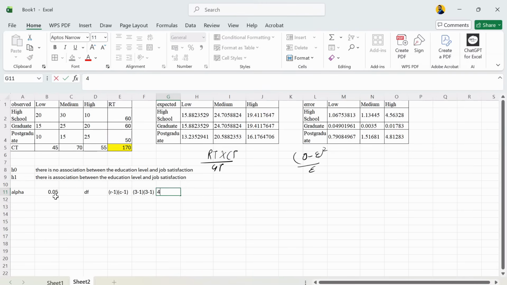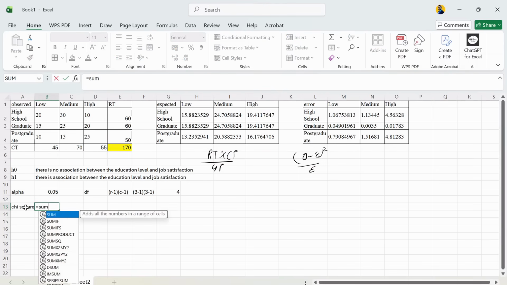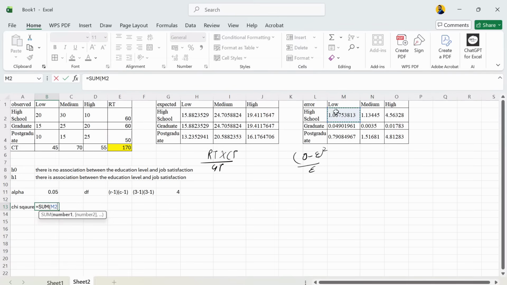Now we have plotted the information. Let's move to chi-square. We will write down chi-square. It is very simple to find the chi-square. We use equal, sum, select, and this is your last, third table. Just drag the numerical values and press enter. So 13.9561 is your chi-square.